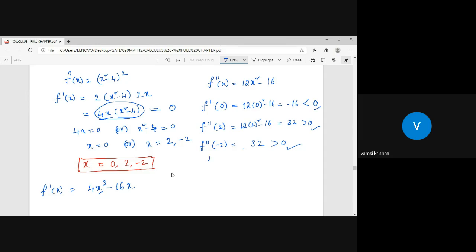So the given function f of x has one maxima and two minimas. At two places it is greater than 0, so it has two minimas. At one place it is less than 0, so it has one maxima. So that is the solution to this question.